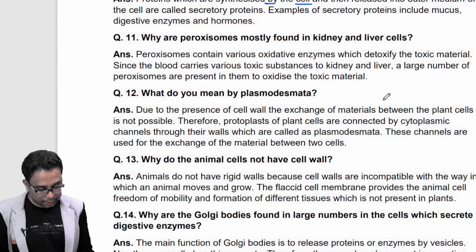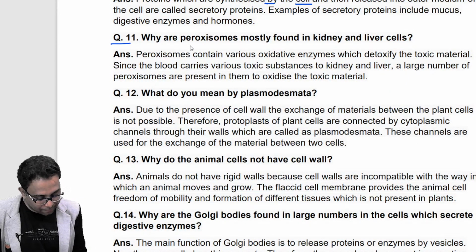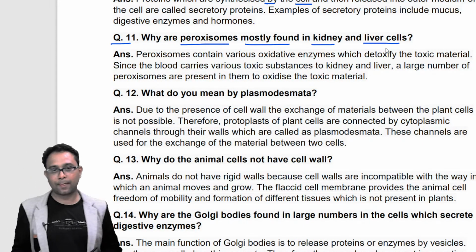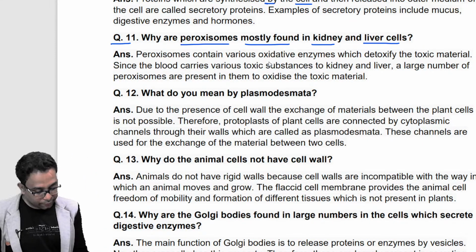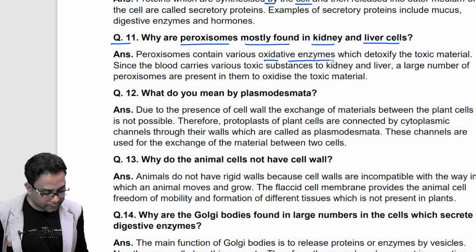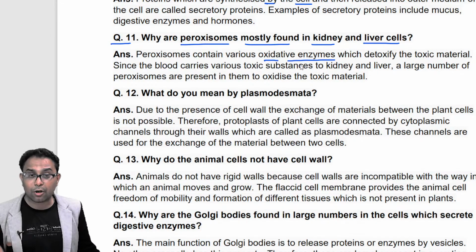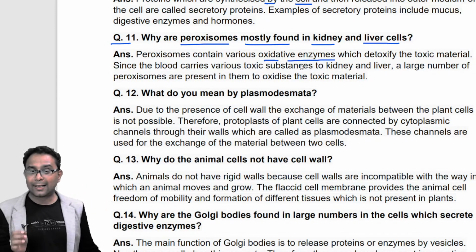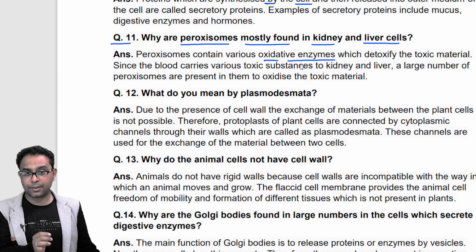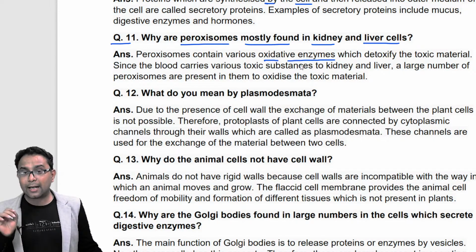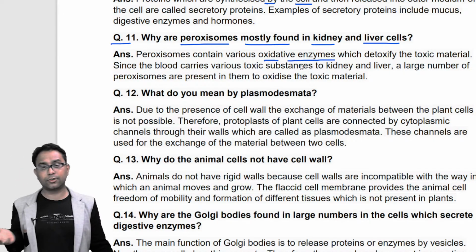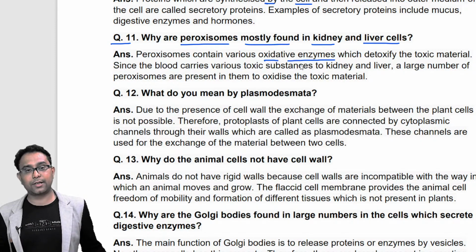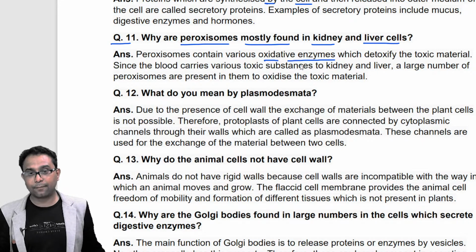Next question, question number 11. Why are peroxisomes mostly found in the kidney and liver cells? Peroxisomes contain various oxidative enzymes which detoxify toxic material. Right? So blood carries various toxic substances to the kidney and the liver. A large number of peroxisomes are present at that particular site to detoxify this type of toxic material.